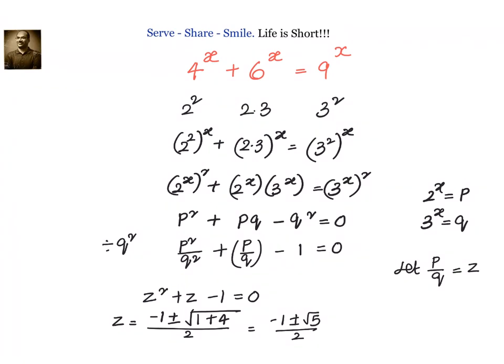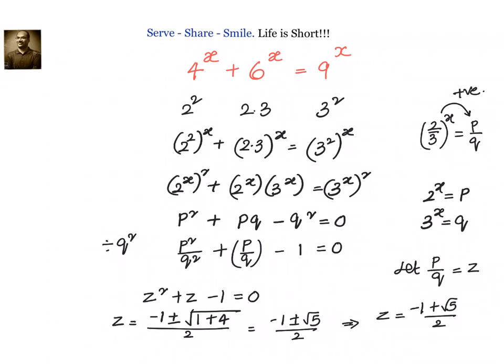Now which one do I have to consider? Here we have to look into what our p by q is. p by q is (2 by 3) whole to the power of x. Now certainly we know whatever may be the value of x, whether positive or negative, p by q, or (2 by 3) whole to the power of x, will always be positive only. So we will consider the z value as minus 1 plus root 5 divided by 2. So now z became root 5 minus 1 by 2.